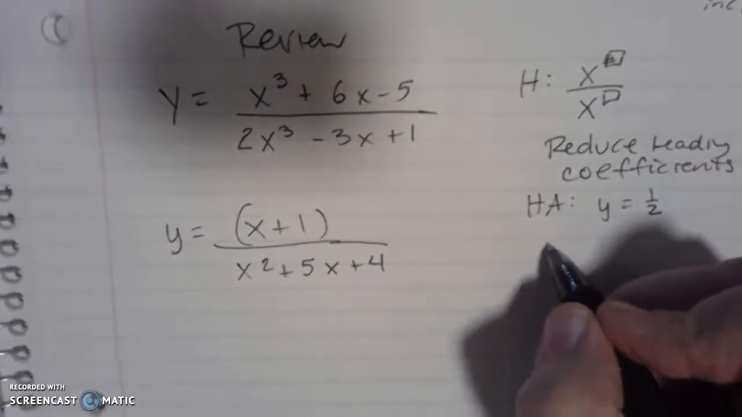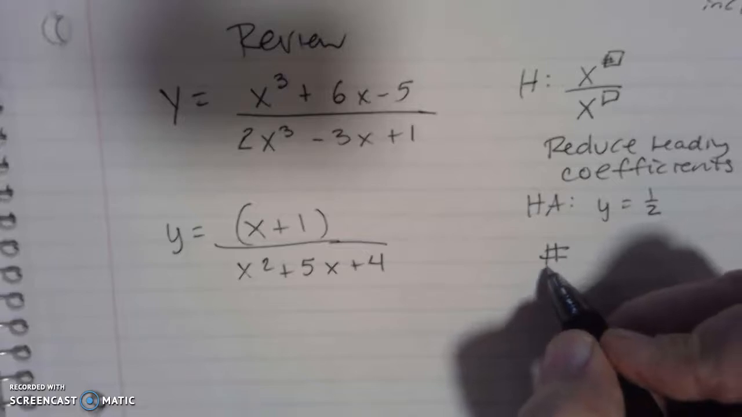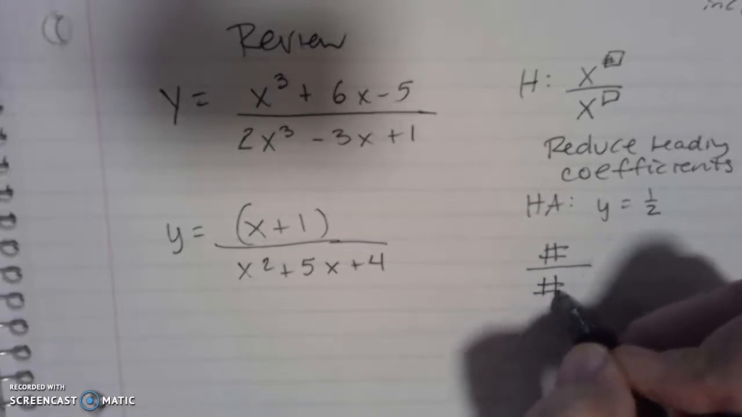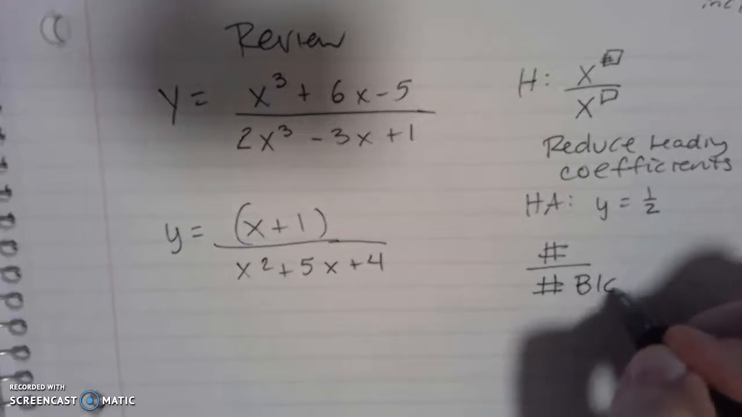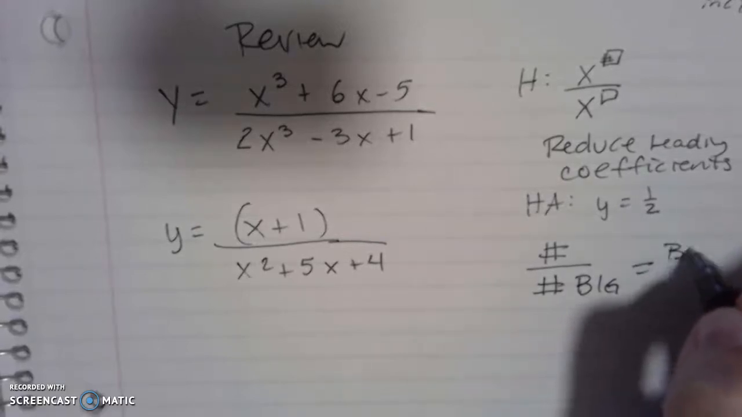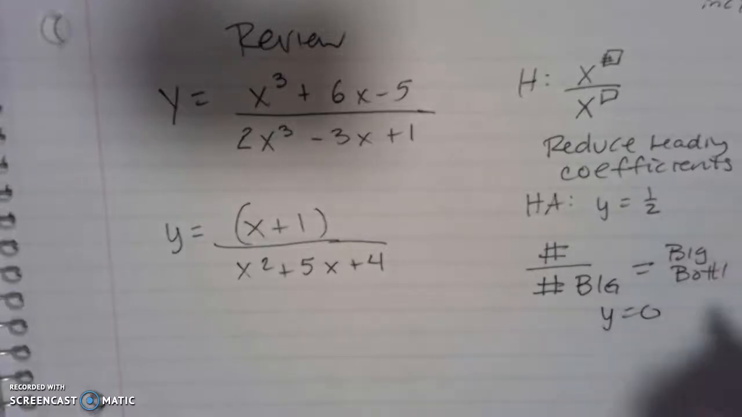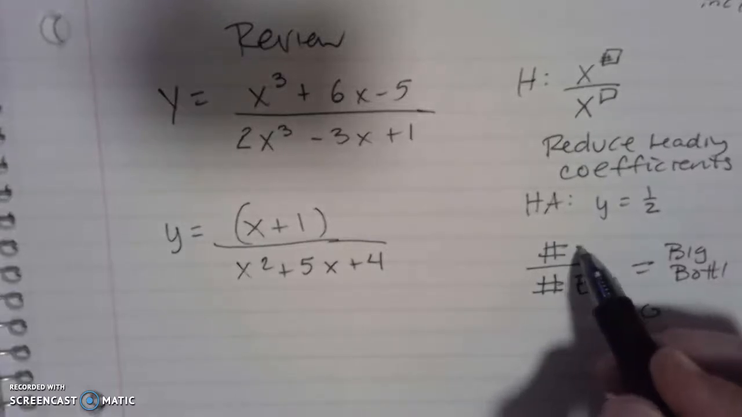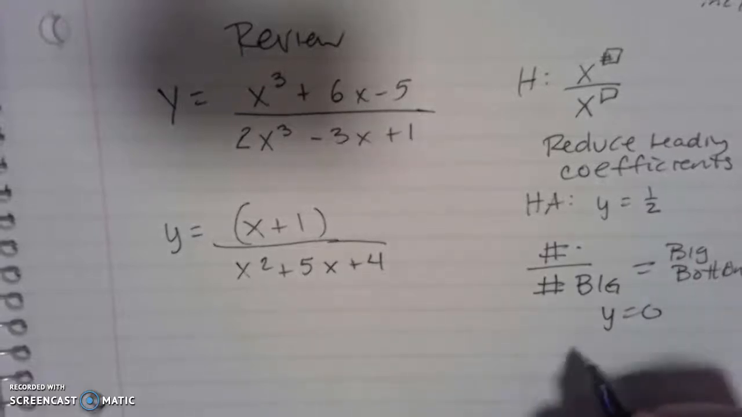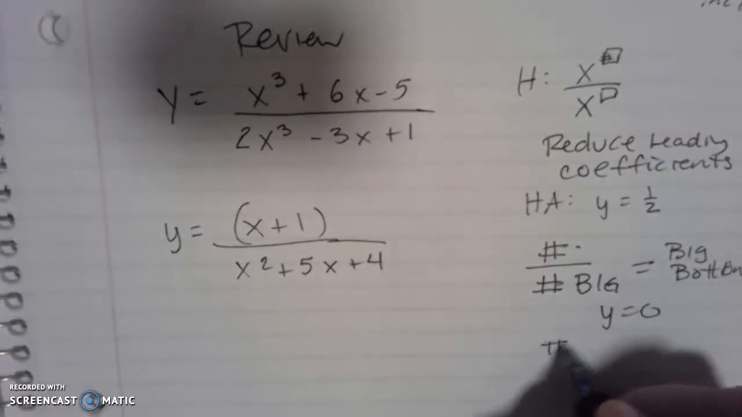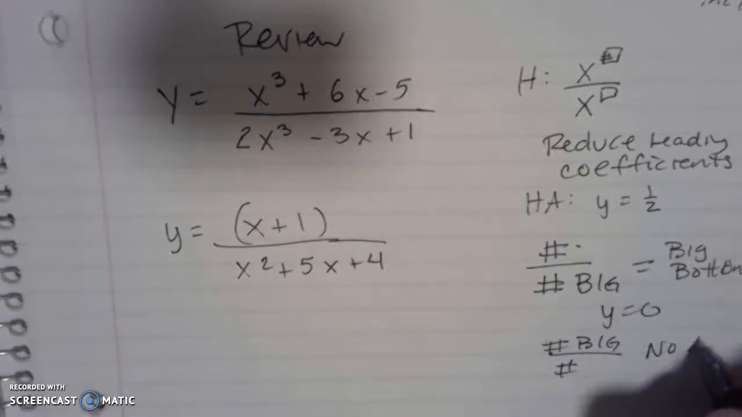Otherwise, remember the things that we talked about. If the number on the bottom is big, remember we talked about having a big bottom, that's when the horizontal asymptote is 0. But if the number is bigger on the top, then there's no horizontal asymptote. That's no big deal. If the number on the top is bigger than the number on the bottom, there's no asymptote.